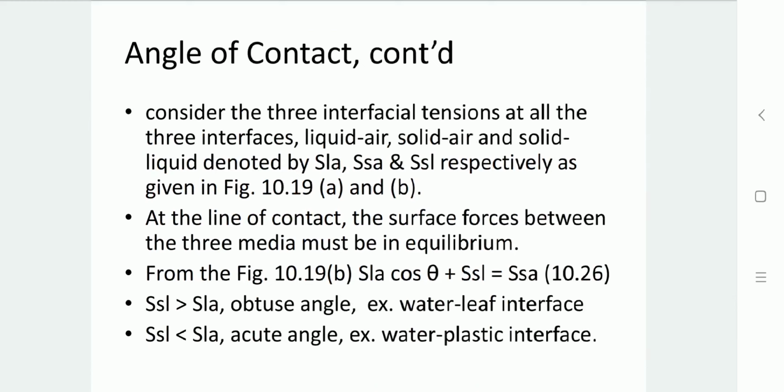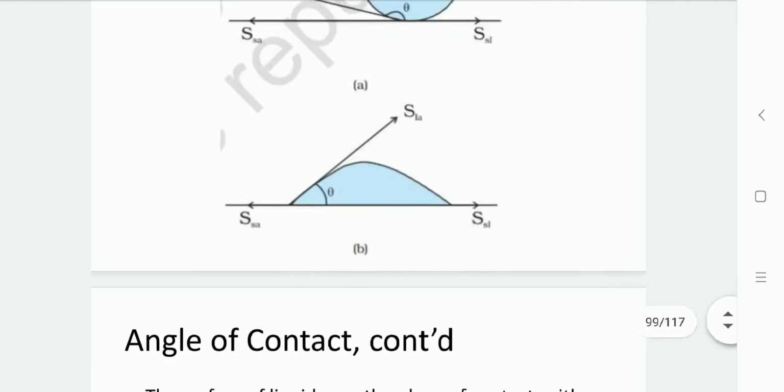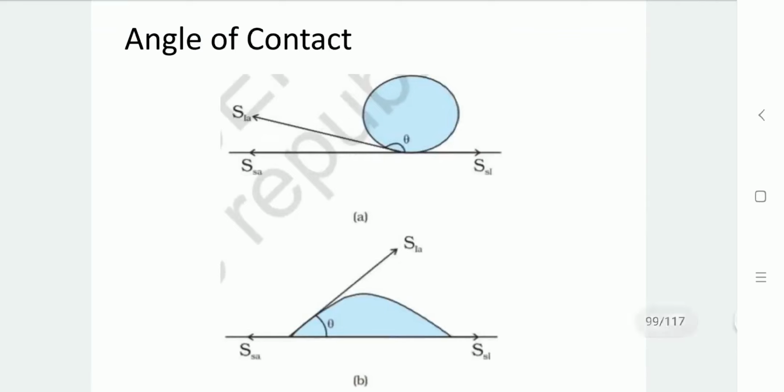Now if we compare, if S_SL is greater than S_LA, as you can see from the diagram, then it will give you an obtuse angle between the water and leaf interface. And if S_SL is less than S_LA, then it will generate an acute angle, as in diagram B, which gives the water-plastic interface.